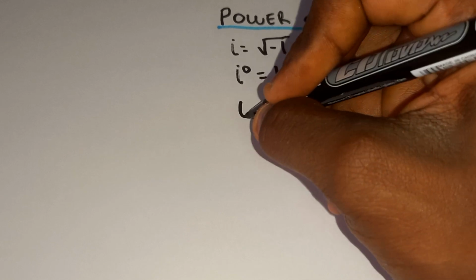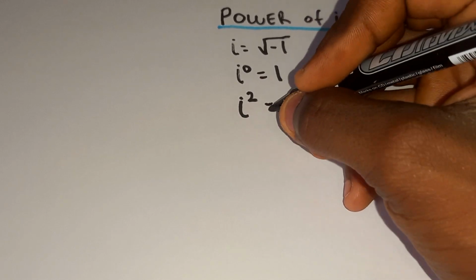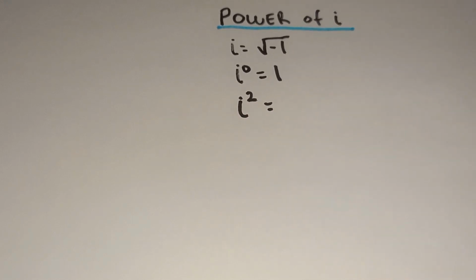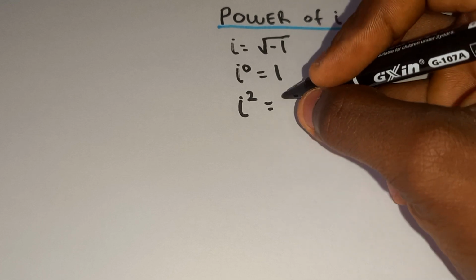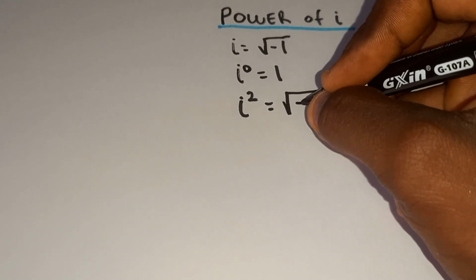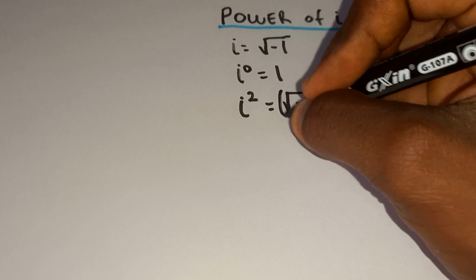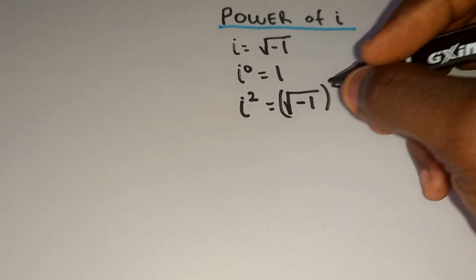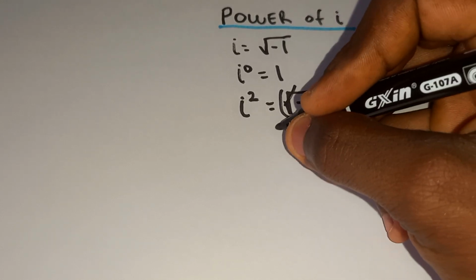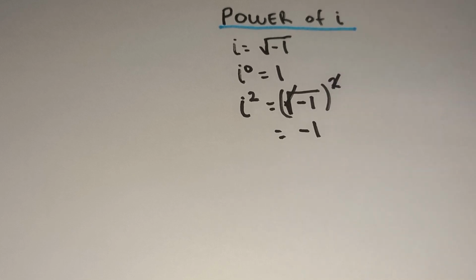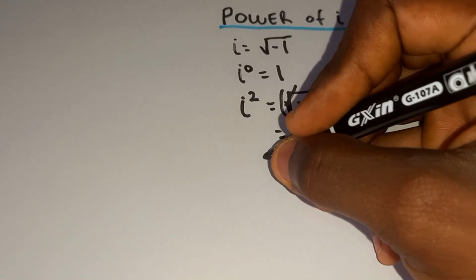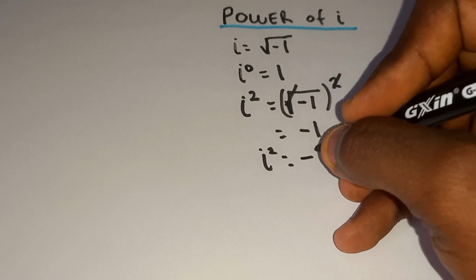So, from here, when you say i raised to the power 2, what comes to mind? That is the square root of -1, all squared. So then the squared will cancel the square root. So we have it to be -1. So this is the answer. So i squared is equal to -1.